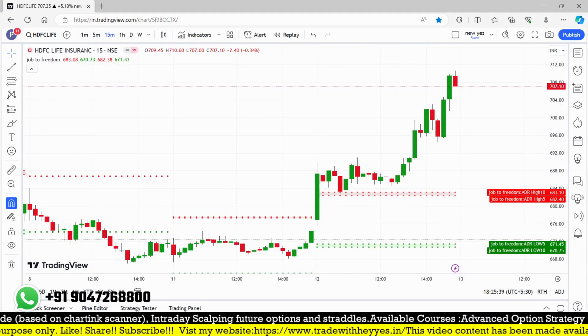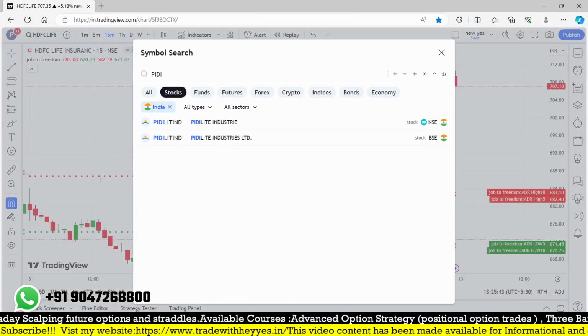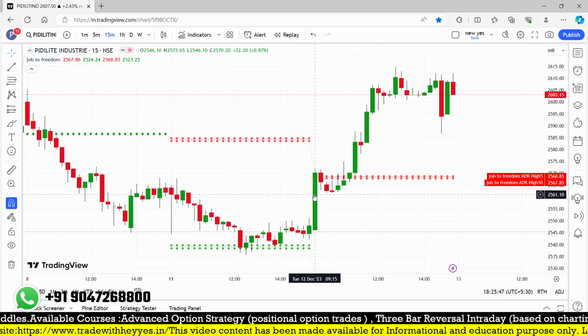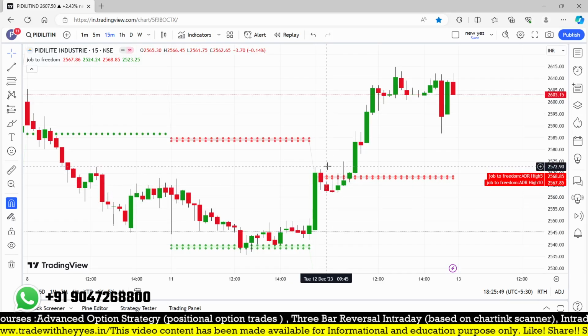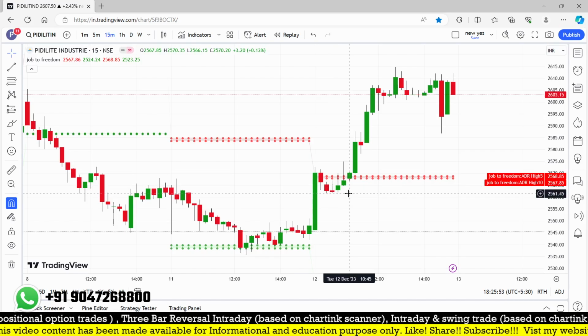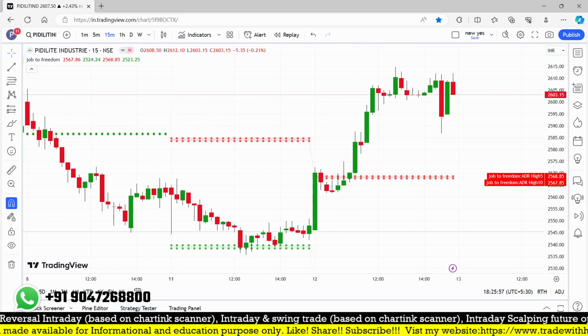And one more stock which we found is Pidilite Industries. I was not looking at this stock, but it is giving you the first 15 minutes, a huge one. Here is the breakout which is happening. You can keep that recent low as a stop loss. That is giving you such a good result on the 15 minutes time frame.